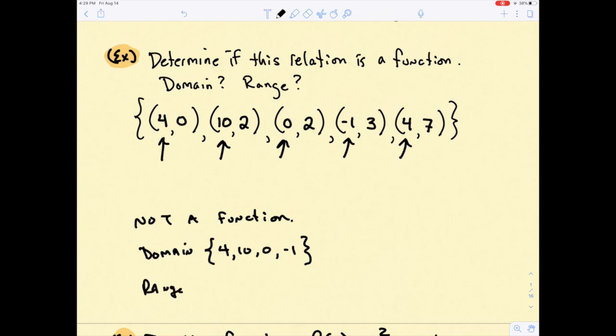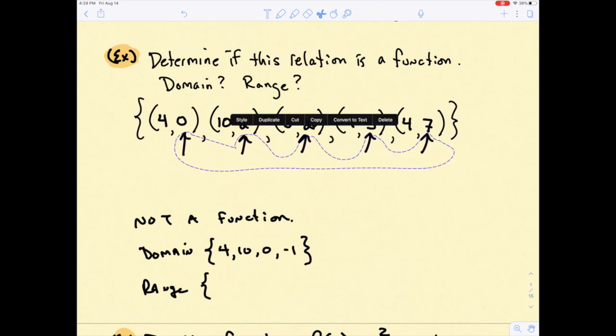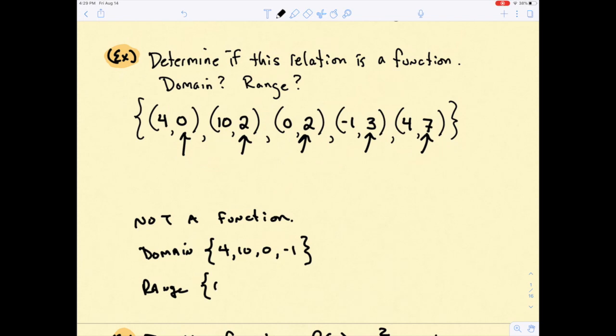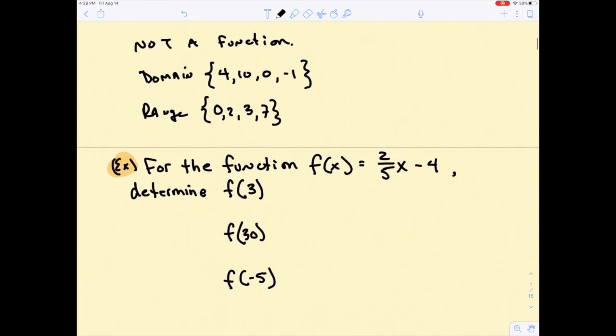And the range is going to be your second set of numbers. So I could probably do that here, if I can nail it, just by moving the arrows over. These will be the ranges. So let's list them out. 0, 2, there's another 2. I'm not going to list it twice. There's a 3, and there's a 7. All right, so there we go. So it's not a function. It's a domain of 4 numbers and a range of 4 numbers as well.